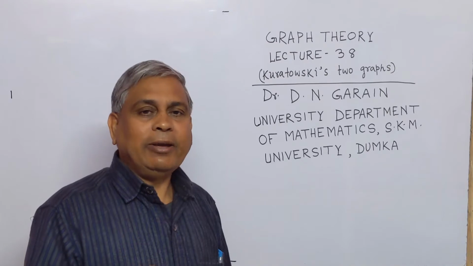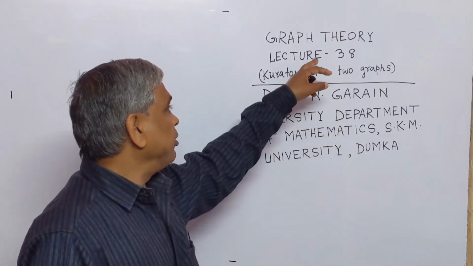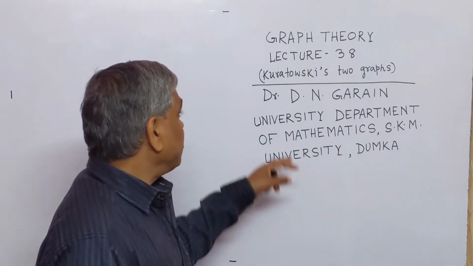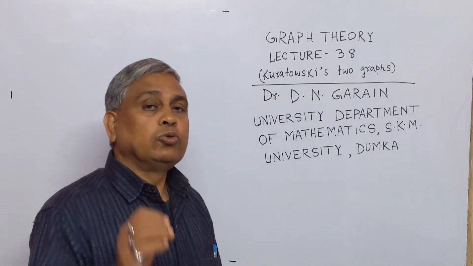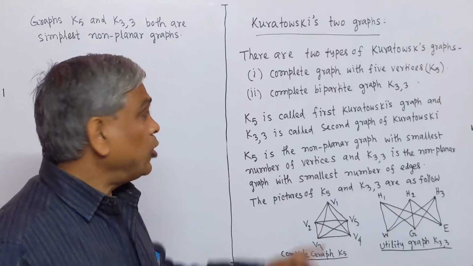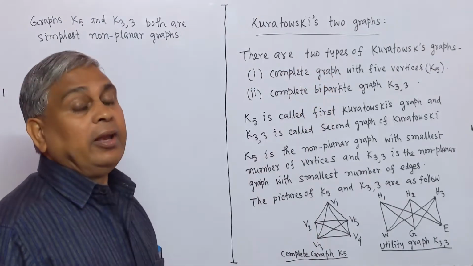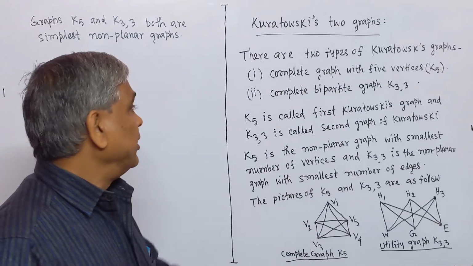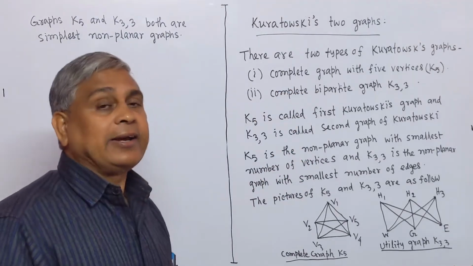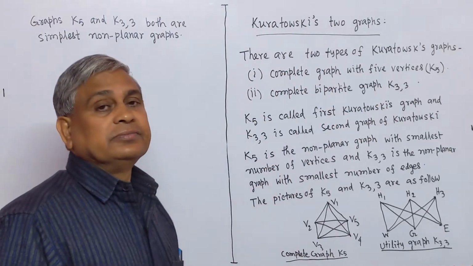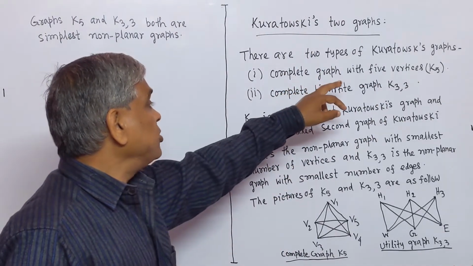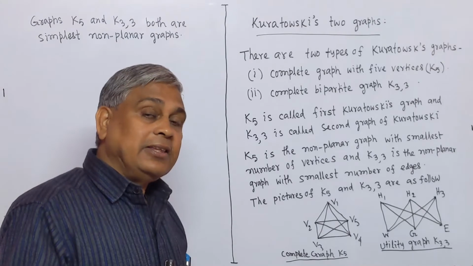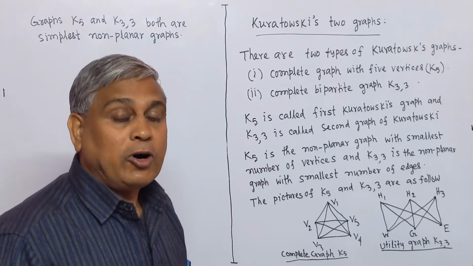Today, I will deliver lecture on graph theory, lecture number 38, in which I will discuss Kuratowski's two graphs. There are two types of Kuratowski's graph. Number one, complete graph with 5 vertices, K5. Number two, complete bipartite graph, K33. K5 is called the first Kuratowski's graph and K33 is called the second graph of Kuratowski's.